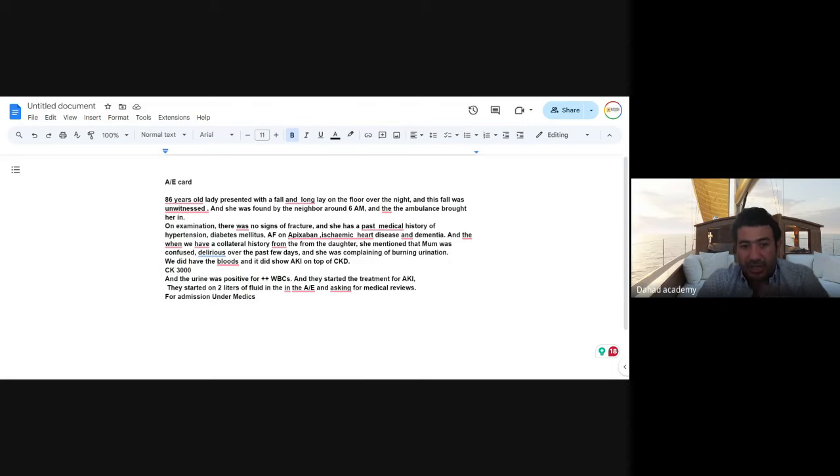We did the bloods, and it did show AKI on top of CKD, acute kidney injury on top of chronic kidney disease, and the CK was 3000. Wow. And let's say the potassium was 6.1, and the urine was positive for WBCs, and started treatment for AKI. They started on 2 liters of fluid in A&E, and they are asking for medical review for admission under medics.